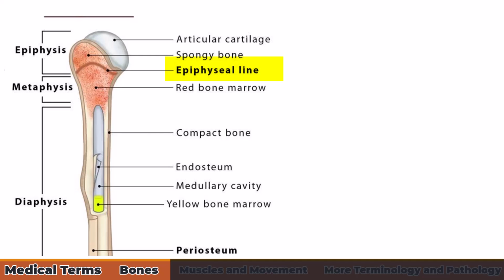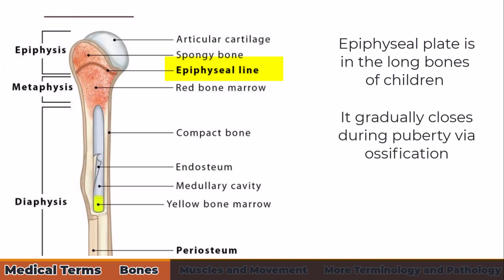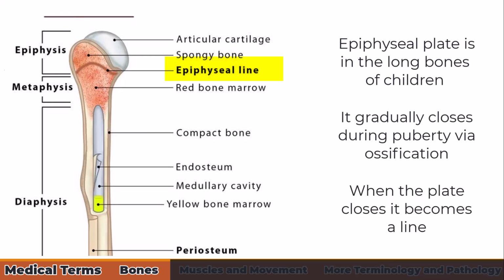Let me explain. The epiphyseal plate is a growth plate in the long bones of children and adolescents. It allows a bone to grow in length. During puberty, this plate gradually closes as the cartilage cells are replaced by bone tissue. This process is called ossification. Once the epiphyseal plate closes, the epiphyseal line forms and marks the end of bone growth. The line marks the point where the epiphysis, bone end, meets the diaphysis, bone shaft.